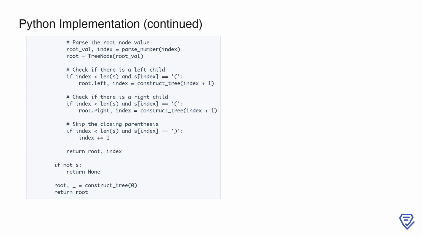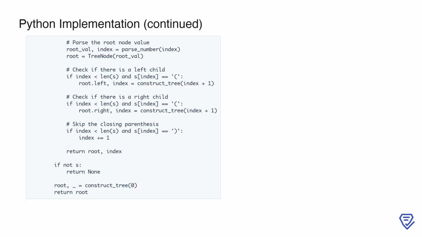Now, within the construct_tree function, we start by parsing the root node's value using the parse_number helper, which gives us the value and the updated index. We then create a new tree node with this value. Next, we check if the current character at the index is an opening parenthesis. This indicates the presence of a left child. If so, we recursively call construct_tree, advancing the index to process the left subtree.